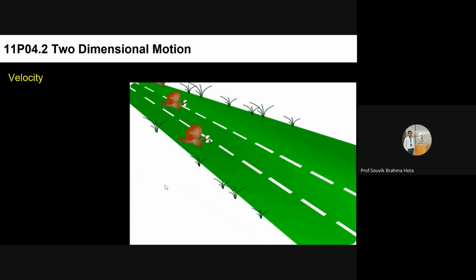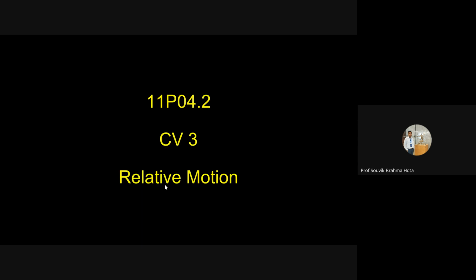Now the velocity vector. You can see some snails approaching through this green pathway. Some are a little bit fast, some a little bit slow. This pathway is not 1D, because you can see a plane, a path through which three snails are approaching. So it is a path having two dimensions, a length and a width.